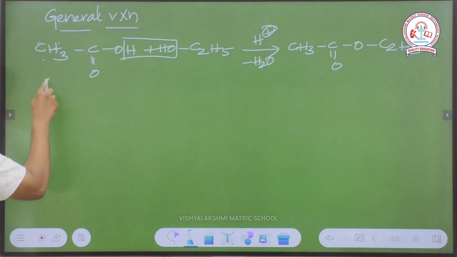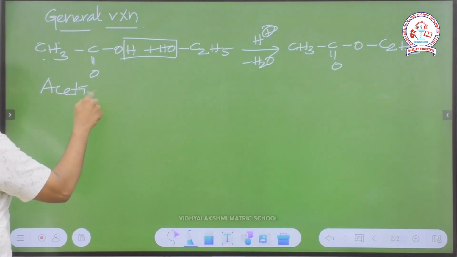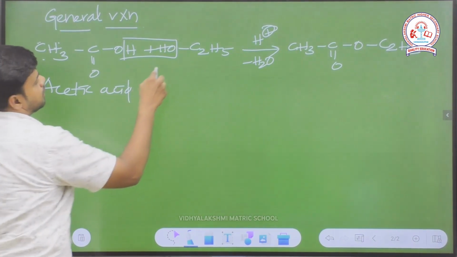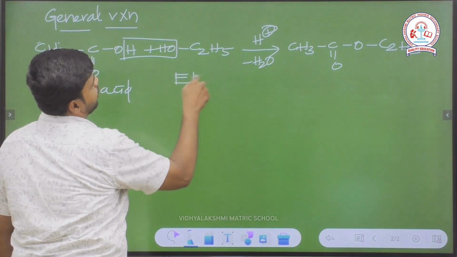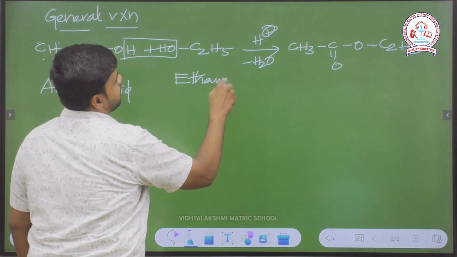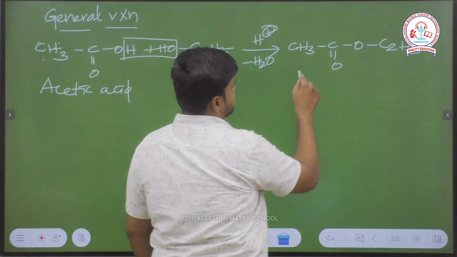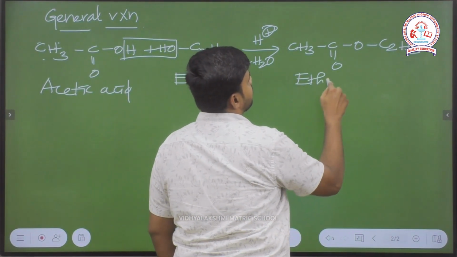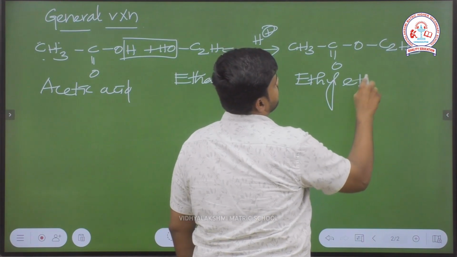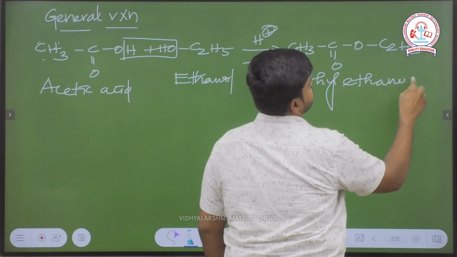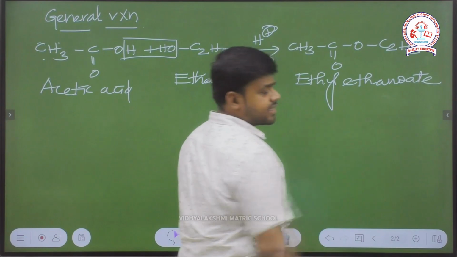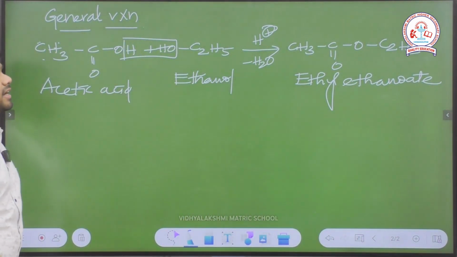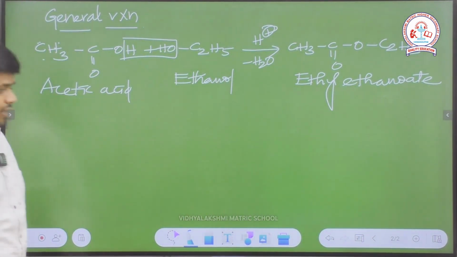Okay, so the name of this is acetic acid, or you can call it ethanoic acid. It is an ethyl alcohol, you can write it as ethanol. So the name of the product is ethyl ethanoate, or you can write it as ethyl acetate. So this is the general reaction involved in the mechanism of the esterification reaction.